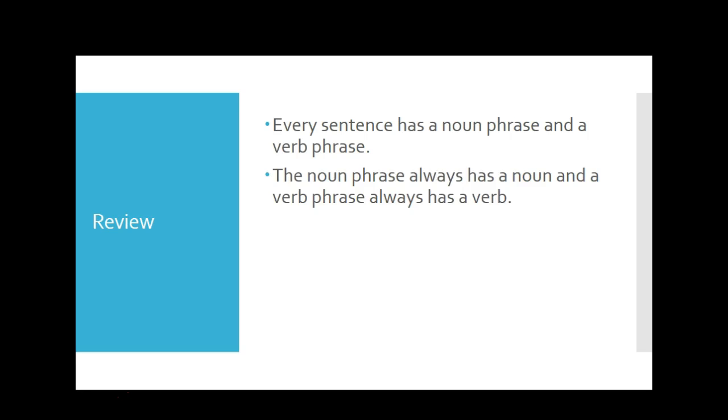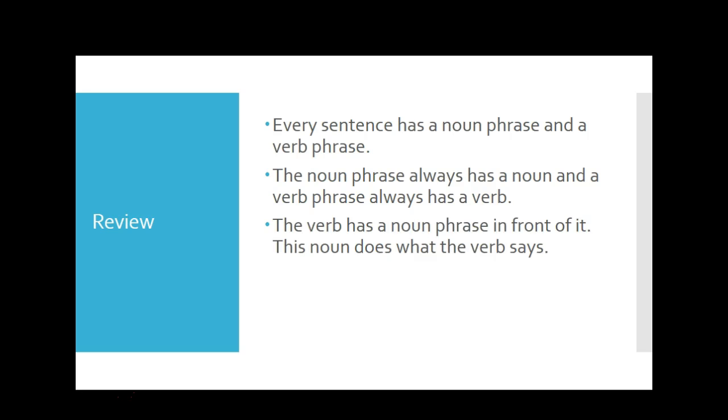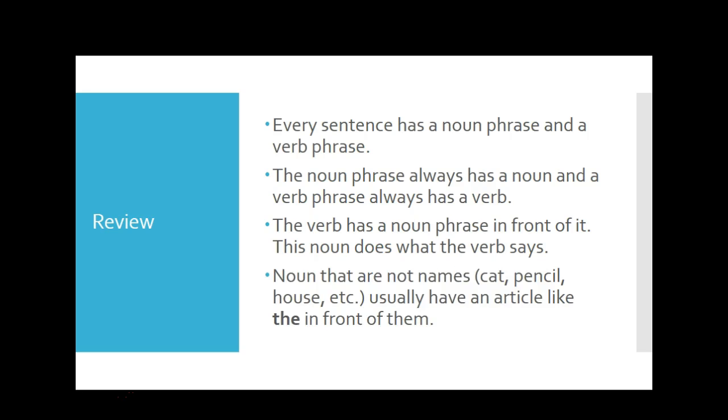Now, that's a lot of talk, so let's review. Every sentence has a noun phrase and a verb phrase. The noun phrase always has a noun, and the verb phrase always has a verb. A verb has a noun phrase in front of it, and the noun phrase does what the verb says. Nouns that are not names usually have an article like the in front of them.